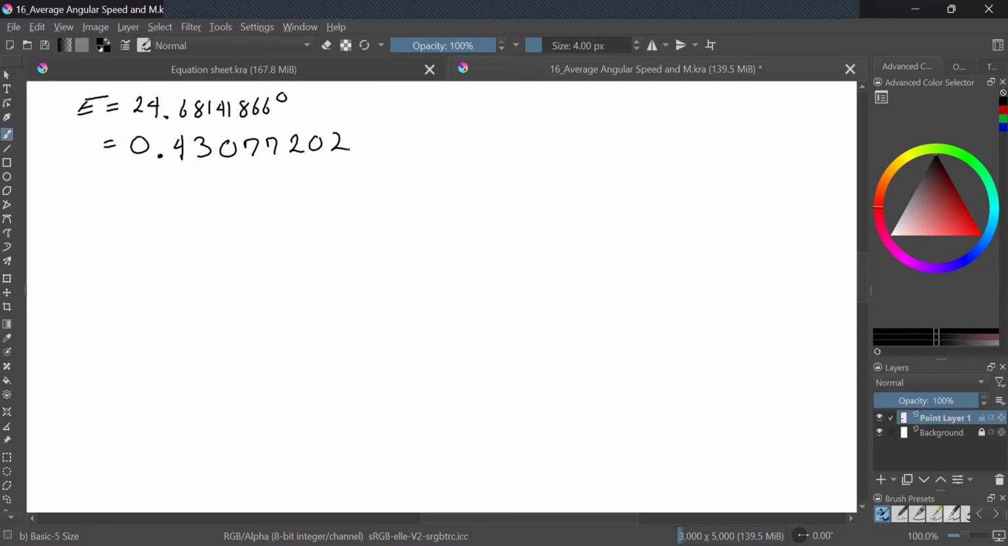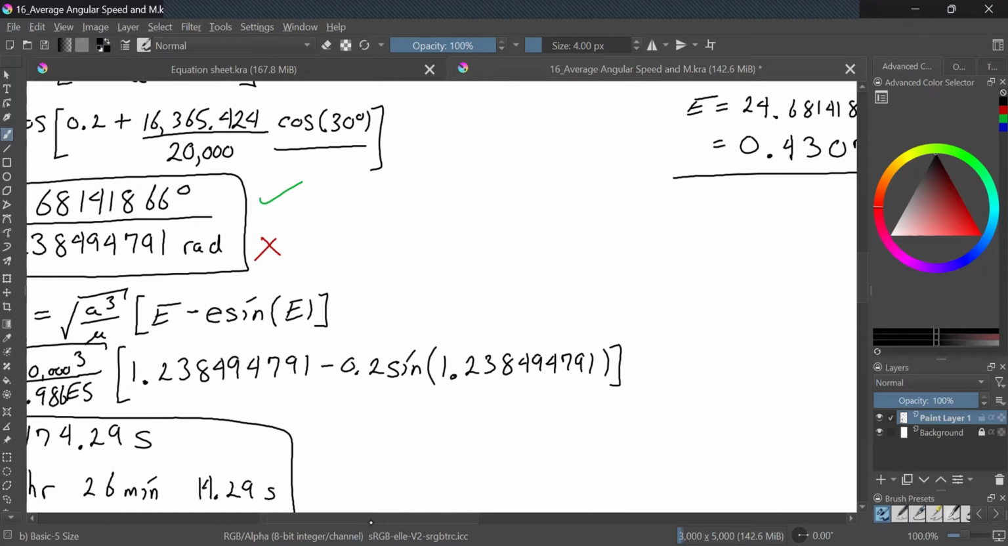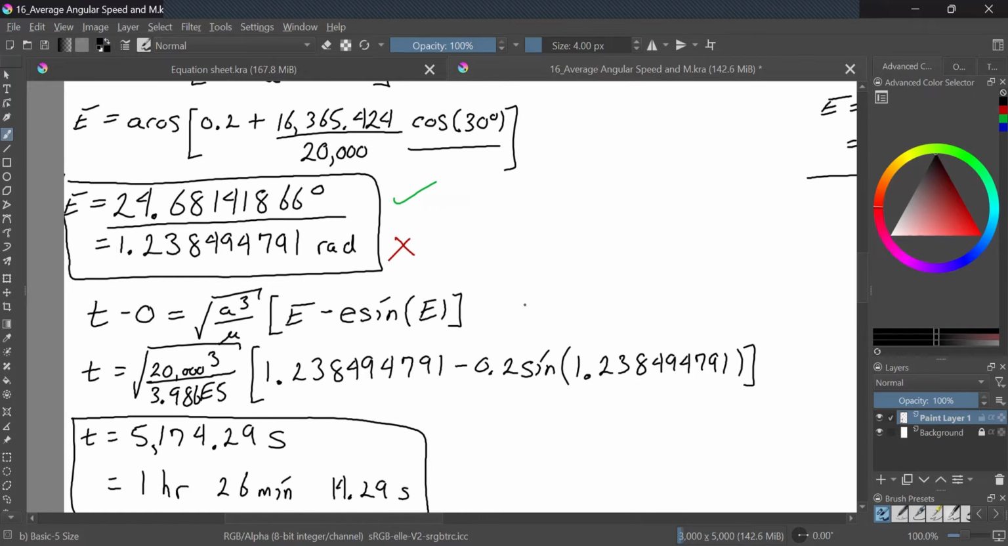0.430777202. Make that look like a better 2. There we go. Radians. Awesome. All right. Now we have a good value that we can plug into this equation right here. So let me try that again.